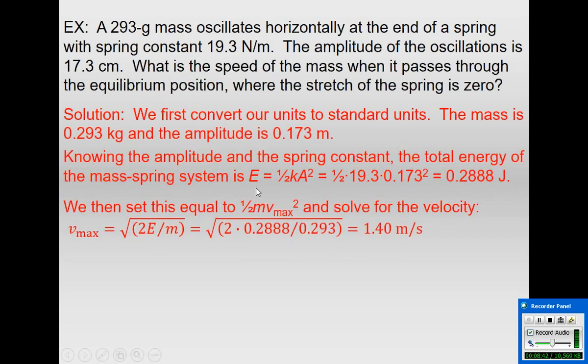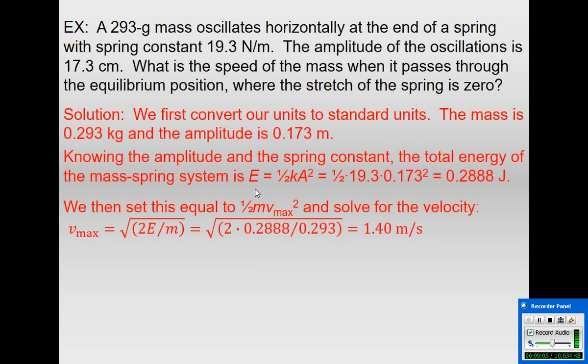The maximum displacement is the amplitude, A, and 1/2 k A squared, as we discussed earlier, is the total energy of the system. We know k, we know A, we plug it in. We get that the total energy of the system is 0.2888 joules.